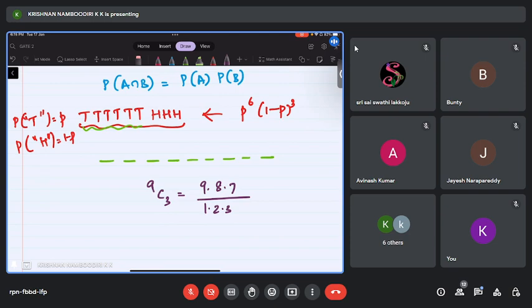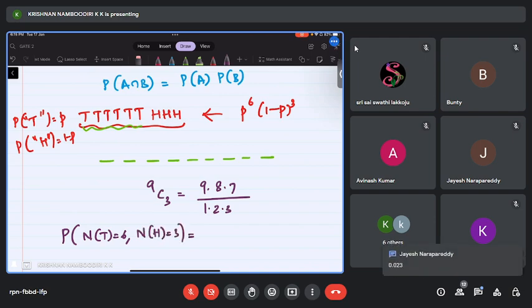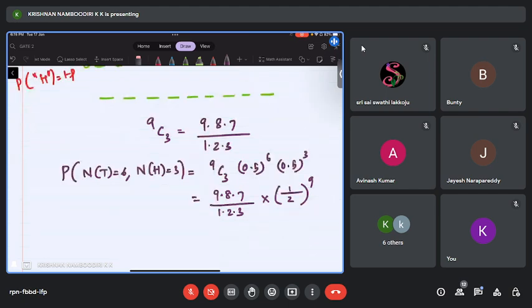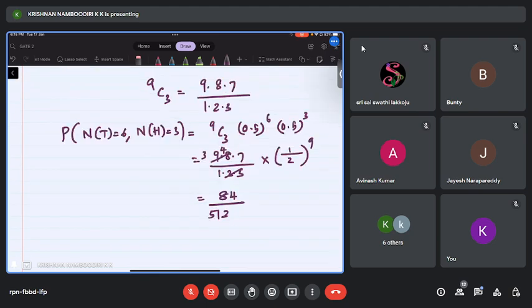So the probability of n of T equal to 6, n of H equal to 3 is equal to 9 choose 3 into 0.5 power 6 into 0.5 power 3. Any question? So this is nothing but 9 into 8 into 7 divided by 1 into 2 into 3 into 1 by 2 power 9, right? So this will get cancelled out. So 12 into 7, which is 84, by 2 power 9, which is 512.